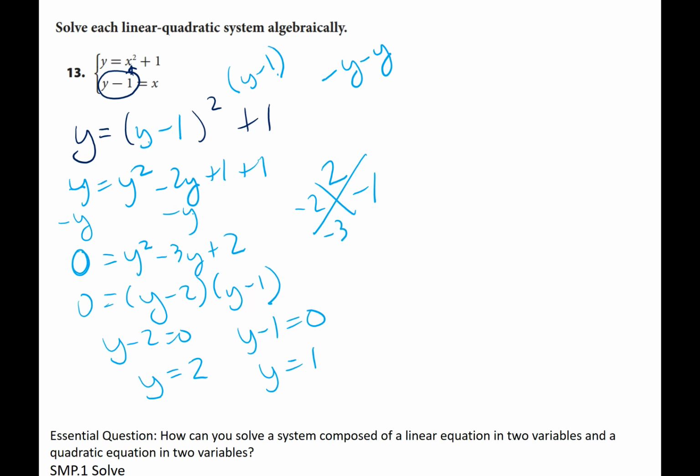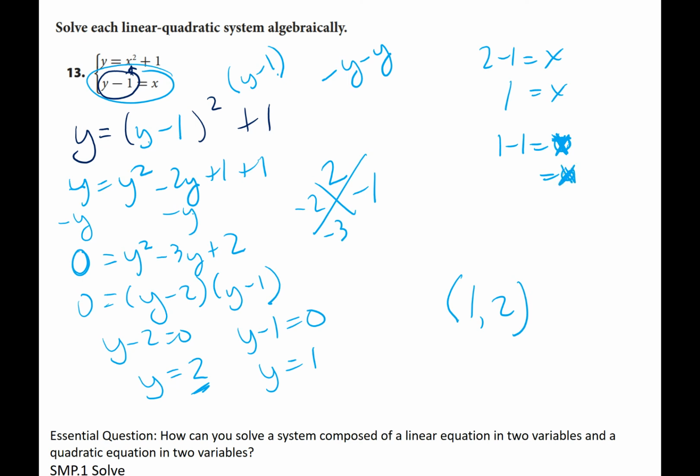Now we're not done yet. We got to plug back in to get x. So I'm going to plug back into this one right here, which says I do 2 minus 1 equals x. And that means that x equals 1. So one of my points is 1, 2. Remember, this was the x and this one was the y. And then I'm going to plug in the 1. So 1 minus 1 equals x, which is 0. So my other point would be 0, 1.